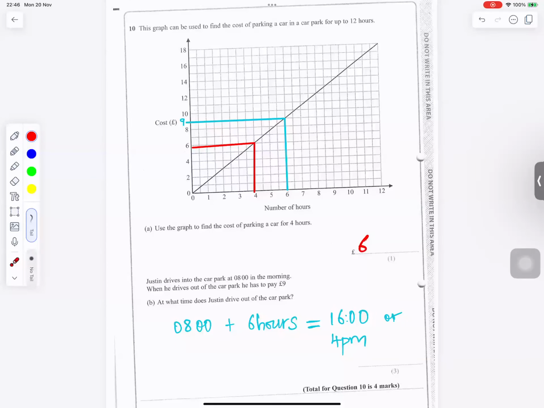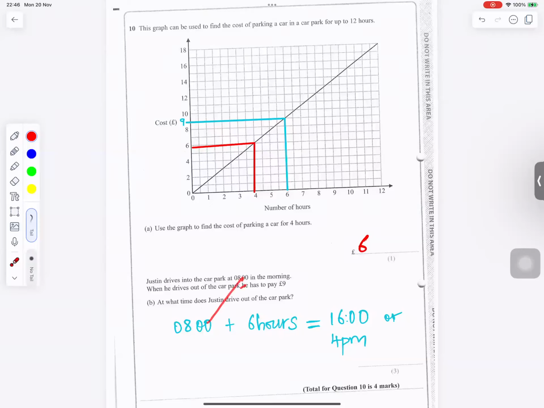Question number 10. Use the graph to find the cost of parking a car for 4 hours. So we go to where 4 hours is. We go up to the line and go across there, 6. So 6 pounds.